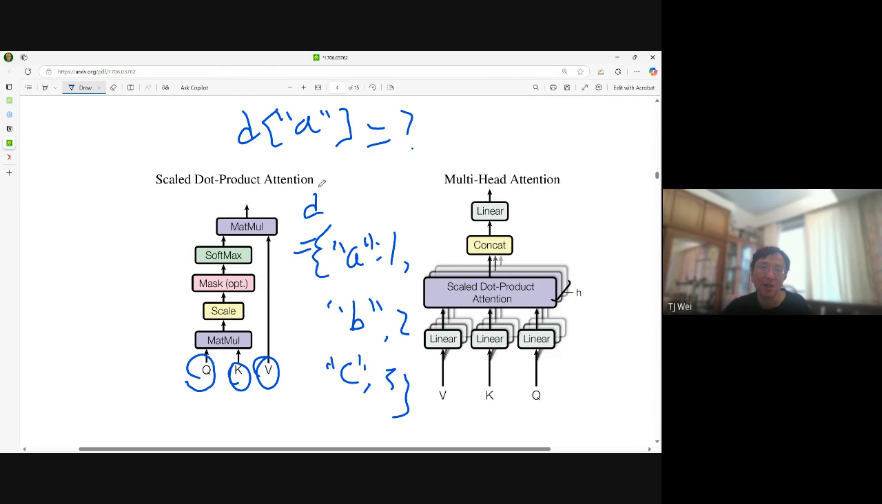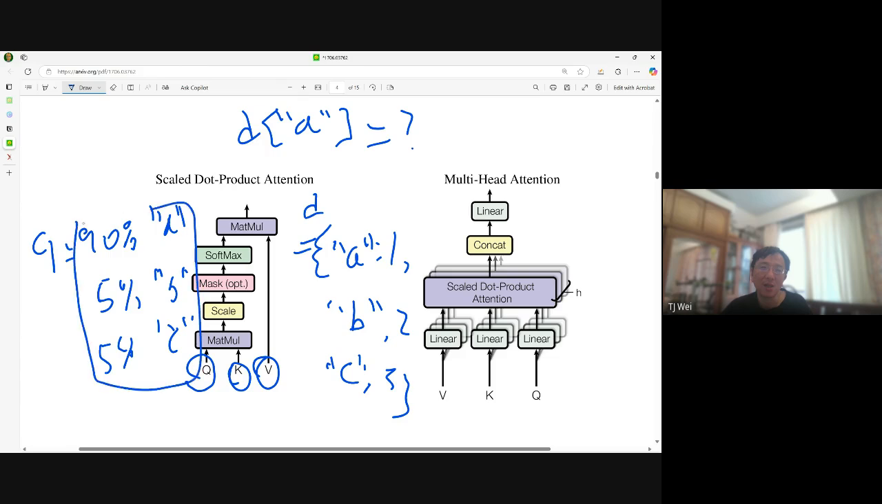However, attention can be considered as a soft dictionary, which means your query may not be exactly a match of A, B, or C. It could be something like 90% of A, 5% of B, and 5% of C. So this is a query, something like this.